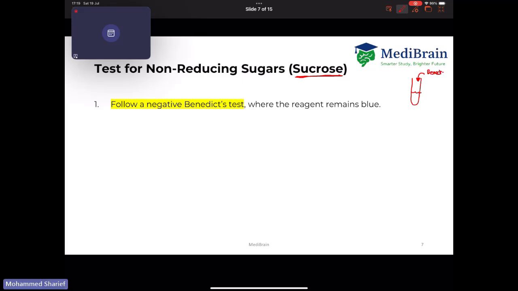We're going to add in Benedict's reagent, and then we're going to heat. After we've heated, if we've not seen a brick red precipitate occur and the solution has remained blue, then we're going to carry out the following process. So we've done a Benedict's test and we've not had a positive result. What next? Next you have to add in acid and boil.